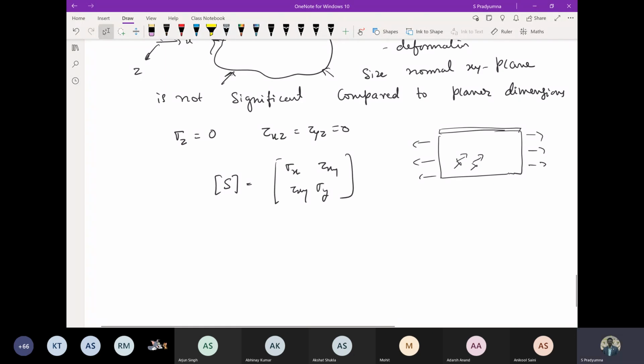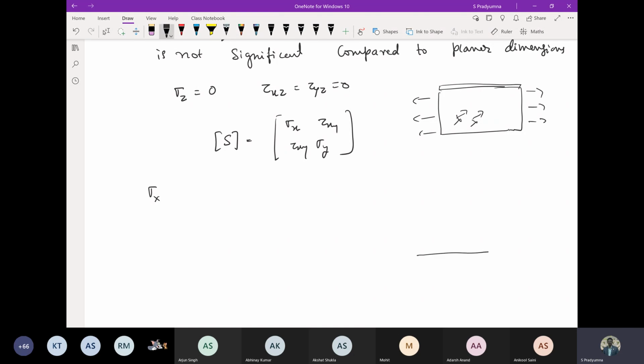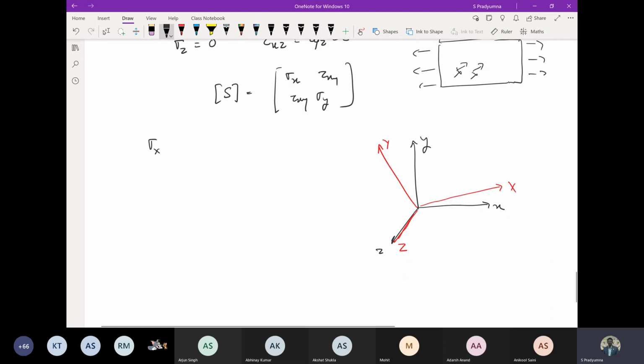Okay. So this is what we have as the state of stress at a particular point. Now let us take, for example, this x-axis, y-axis, and z-axis. Now I would like to consider another plane. Sorry, this is capital X, this is capital Y, and Z also coincides with the small z axis. So that means I have rotated the plane, because it's a planar structure.